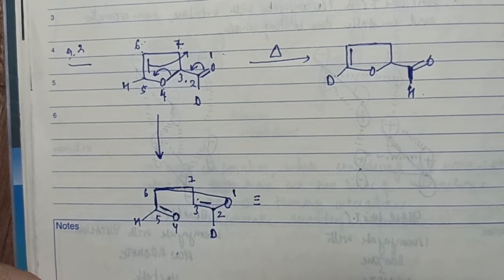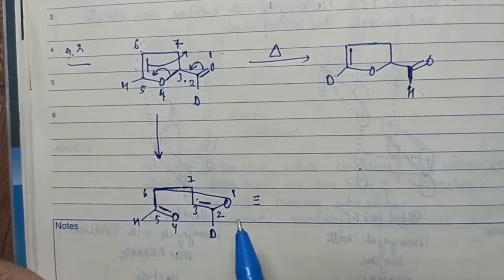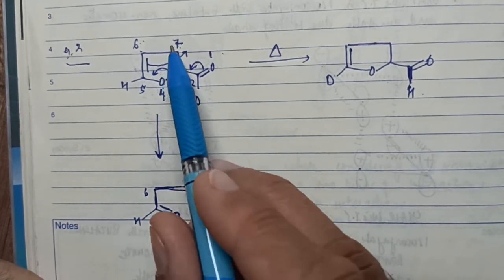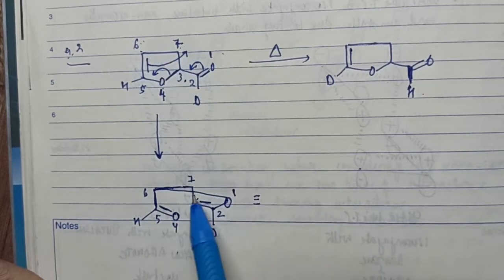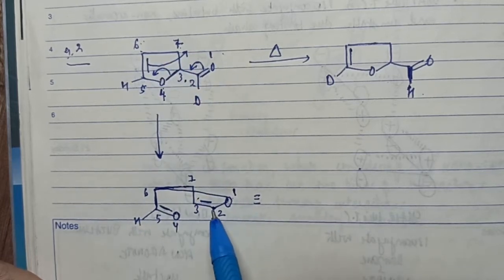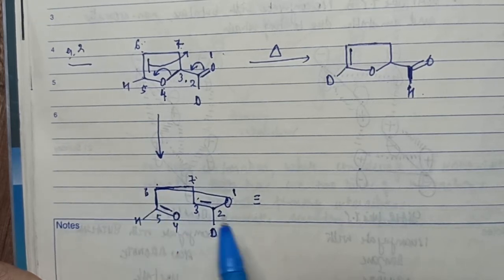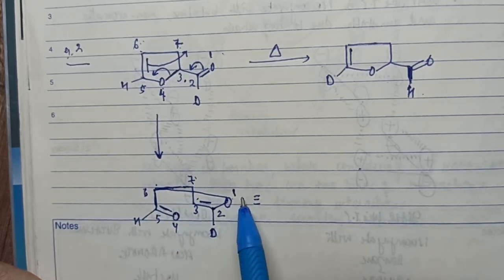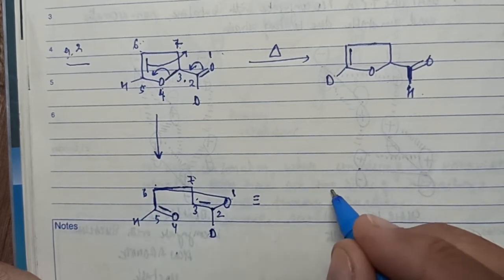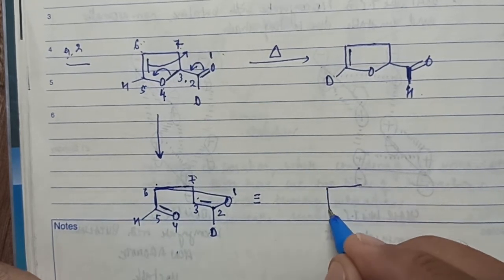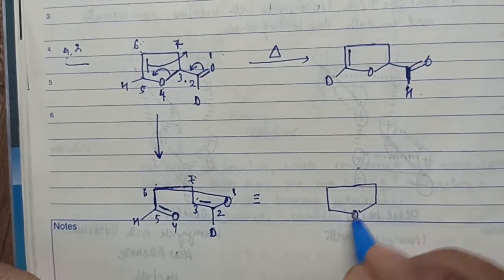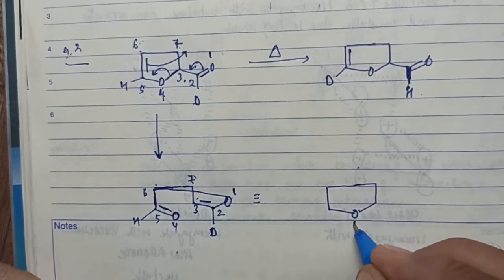Now if you look at the ring system here in this particular molecule, this ring has broken. However, this ring is formed, a ring between 1, 2, 3, 7, 6. And how many atoms is this ring system? 1, 2, 3, 4, 5. It's a 5 atom ring system. So can I write this ring system like this? And this has an oxygen atom, so oxygen is 1.